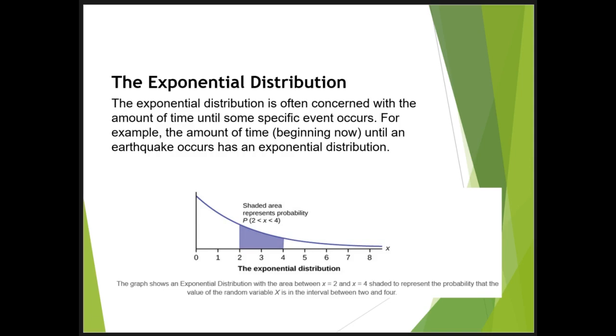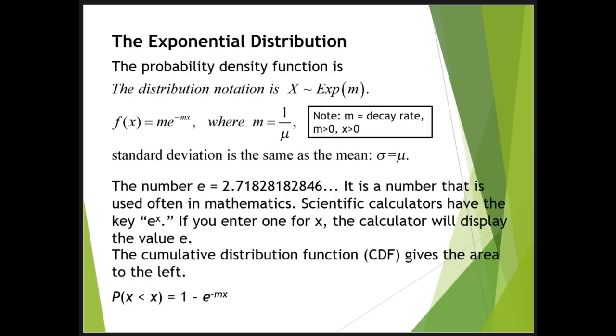The exponential distribution. The exponential distribution is often concerned with the amount of time until a specific event occurs. For example, it might talk about the amount of time starting now until an earthquake occurs. And this is what an exponential distribution looks like, if you recall. It is a curve and it gets closer and closer to 0. So let's take a look at some more information on the exponential distribution.